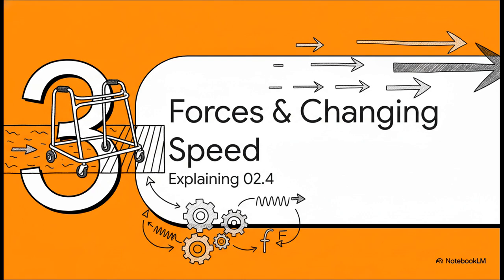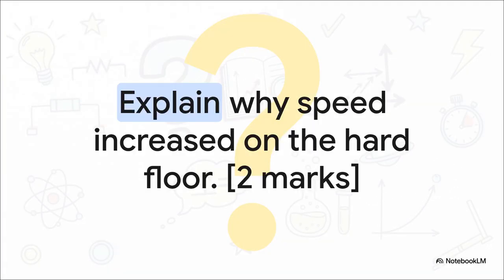All right, now things get a little more interesting. The scenario changes up. The kid moves the walker from a carpet onto a hard floor, and suddenly, the speed changes. Our job? To explain the physics behind why that happens. So here we go again, another 2-mark explain question.